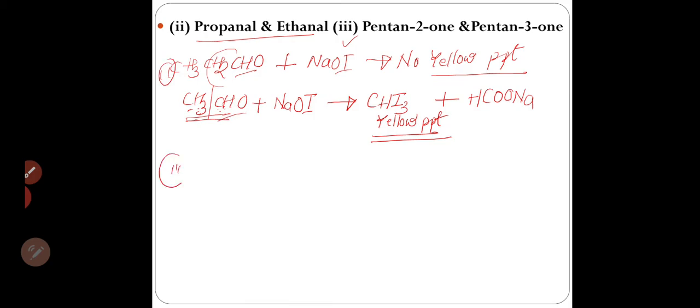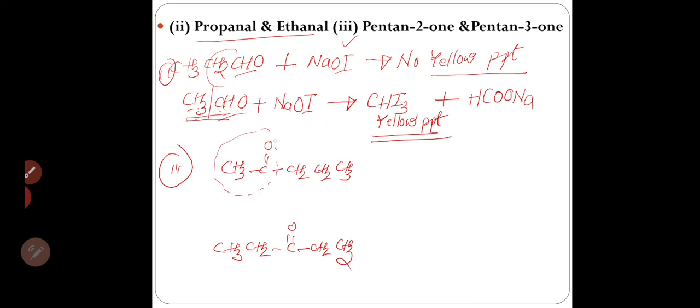Now next is number 3: pentan-2-one and pentan-3-one. Pentan-2-one is CH3, C double bonded O, CH2CH2CH3, and pentan-3-one is CH3CH2, C double bonded O, CH2CH3. Okay. Now see, in this group you can clearly see the acetyl group, while in the other there is no acetyl group, CH2CO is not acetyl. Acetyl means methyl ketone, it is CH3CO.